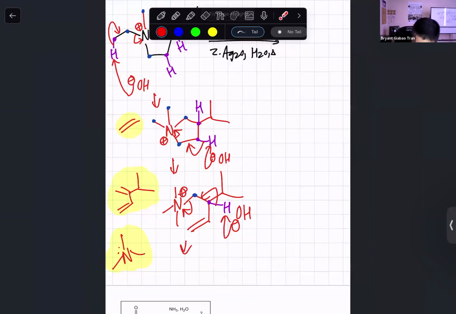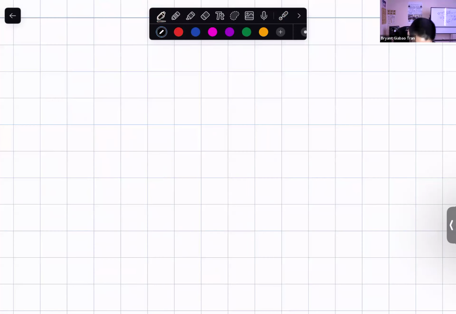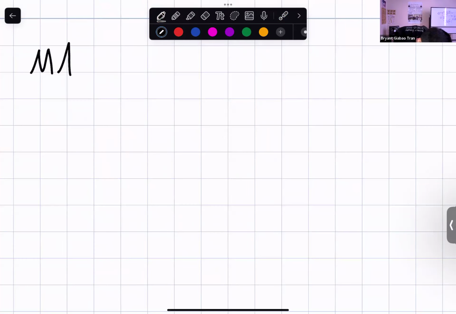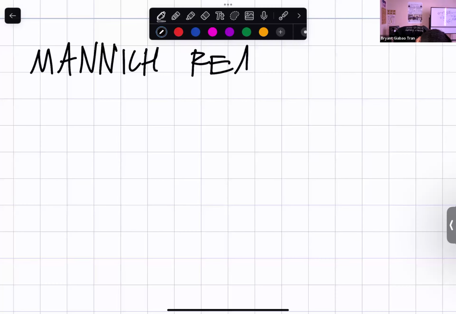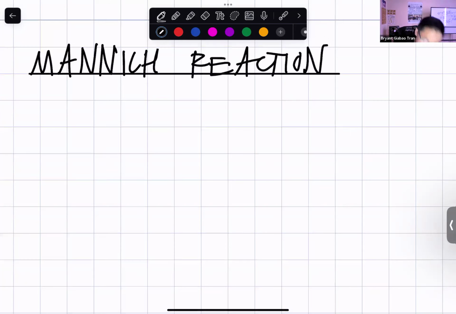Let's move on to the Mannich reaction, which is probably the biggest, most involved reaction in chapter 21. So now this is a 3-component reaction where I'm going to generalize everything at the beginning and then give you specifics later on and how to predict the product more quickly.